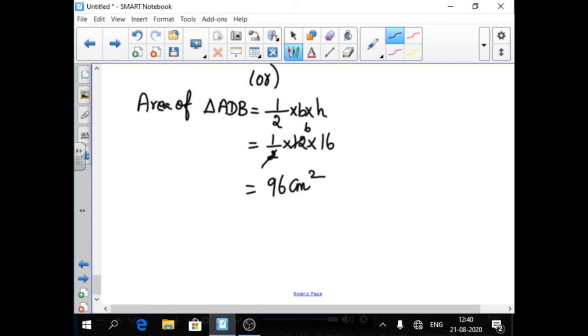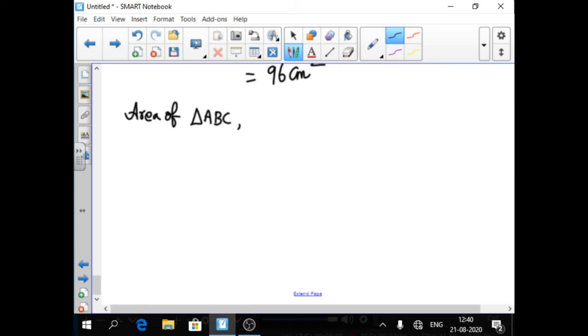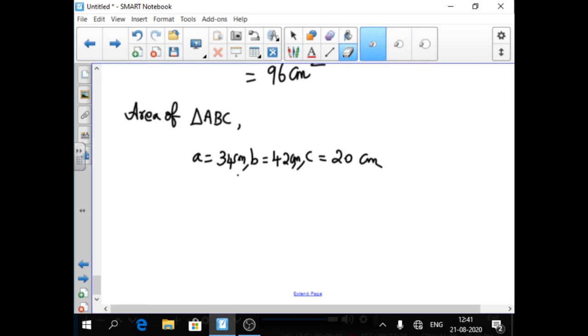சரி, இது வந்து சின்ன ட்ரையாங்கிளோட ஏரியா. தென் பெரிய ட்ரையாங்கிளோட ஏரியா ஃபைண்ட் அவுட் பண்ணுவோம் இல்லையா. ஸோ ஏரியா ஆஃப் ட்ரையாங்கிள் ஏபிசி, இதுக்கு நம்ம எப்பயும் போல அந்த எஸ் ஃபார்முலா தான் யூஸ் பண்ண போறோம். ஸோ ஹியர் A is equal to 42 centimeter and B is equal to 34 centimeter and C is equal to 20 centimeter.